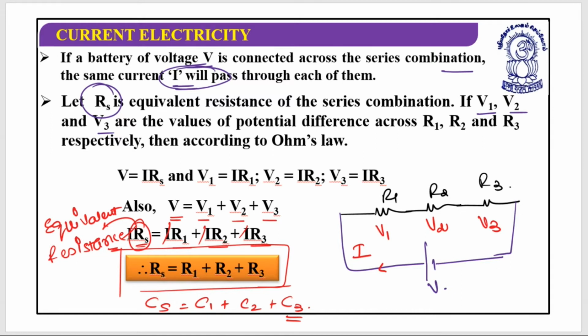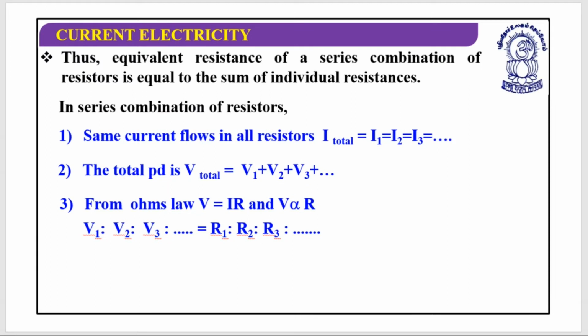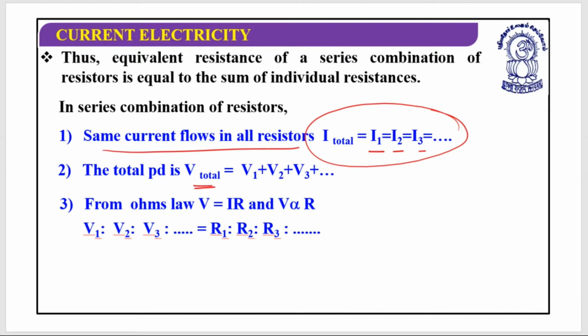plus R2 plus R3. Now let's look at some concluding points regarding the combination of resistors when they are connected in series. When we connect resistances in a series combination, the same current flows in all resistors. This is compulsory. That means I1 equals I2 equals I3, that is, the total current I and that current would be equal. The total potential difference of the circuit would be equal to the summation of the potential differences across each individual resistance. I can say V total is equal to V1 plus V2 plus V3.